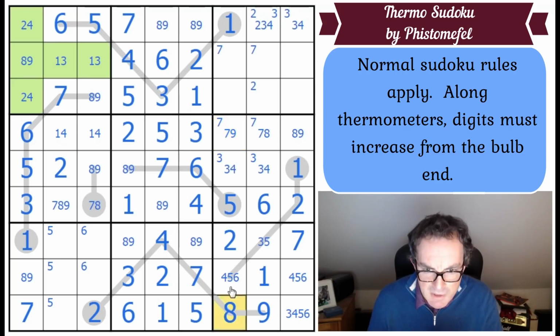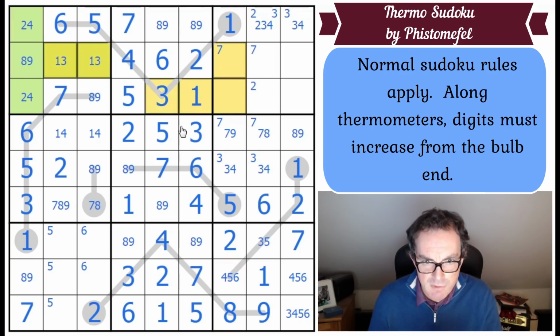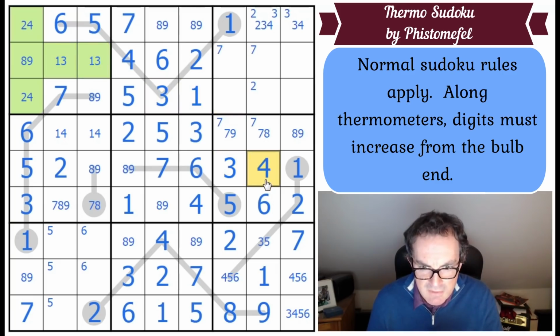Oh, I'll tell you one thing we can do. Where does 3 go? In column 7. Those two can't be 3. There's a 3 here, 3 here. Yeah, so there's got to be a 3 here. That gives us a 4. That's not 4 anymore at the top.